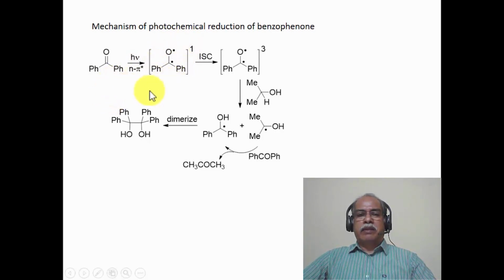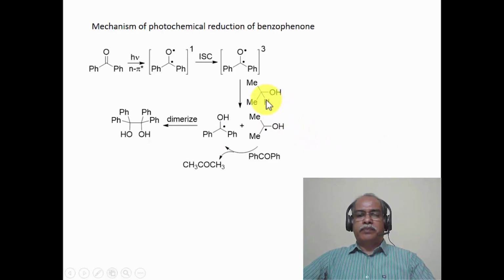Because aromatic ketones have very high efficiency of intersystem crossing, they go to the corresponding triplet state. In the triplet state, the carbonyl oxygen behaves like an alkoxy radical, and it abstracts the hydrogen from the alpha position of isopropyl alcohol, in other words, alpha to the hydroxy functional group. This particular hydrogen is abstracted in the formation of the benzhydryl radical.